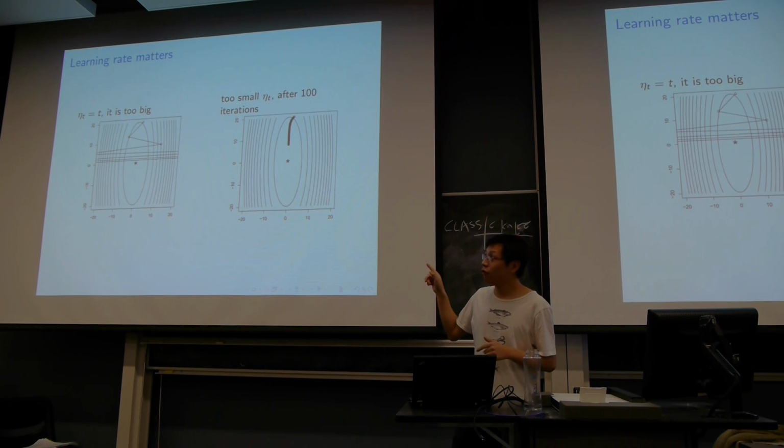But if we use a too small step size, we still start from the top point, and after 100 iterations, 100 steps, we are still on the halfway to the minimizer. So it's a waste of electricity.